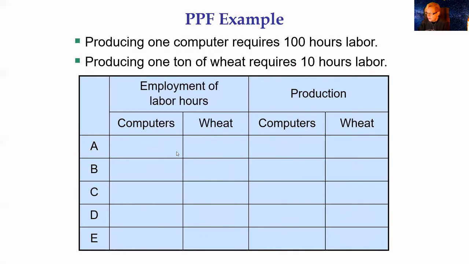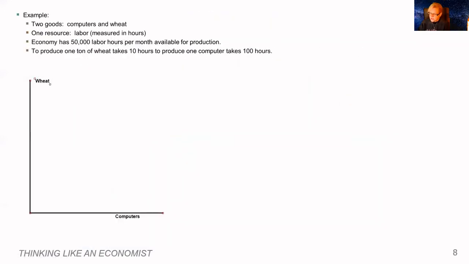Okay, I'm going to go back to the previous slide for just a moment because I want to tell you something else. Now that we have 5,000 tons of wheat and 500 computers, we know that any points along this line will abide by a 10 wheat to 1 computer ratio.